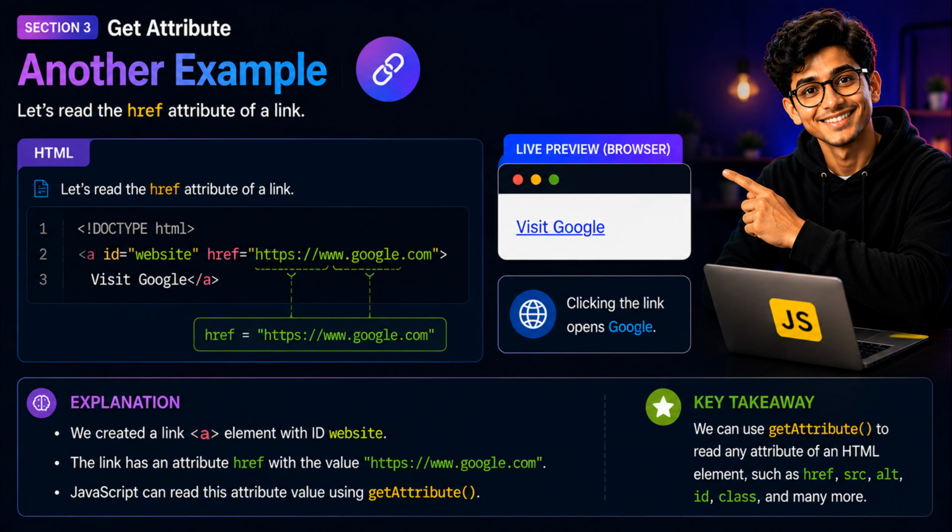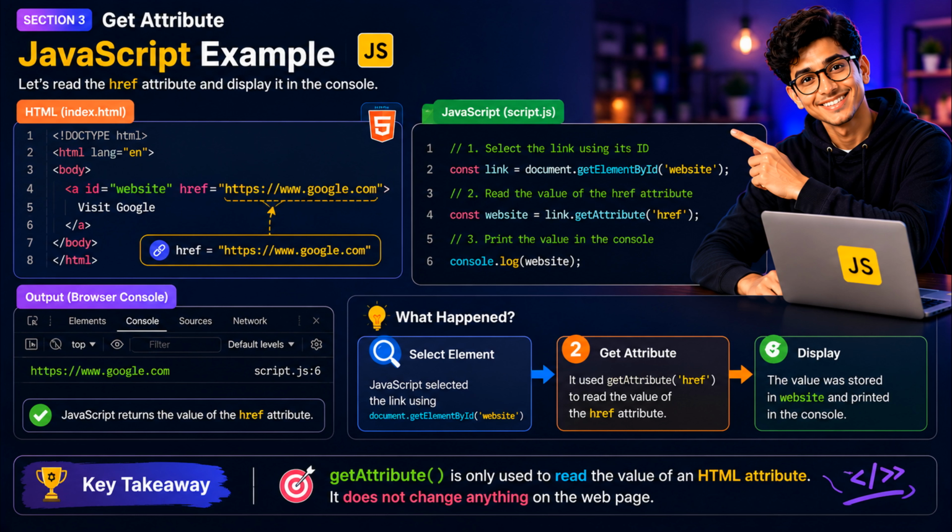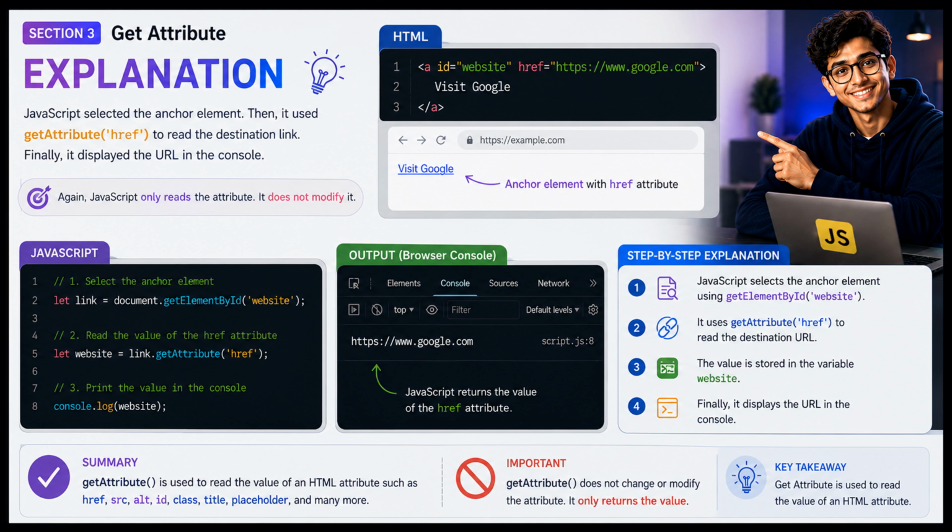Another example, HTML. Let's read the href attribute of a link. Anchor tag, id equal to website, href equal to https://www.google.com, Visit Google. JavaScript: let link = document.getElementById("website"); let website = link.getAttribute("href"); console.log(website); Output: https://www.google.com. JavaScript returns the value of the href attribute.